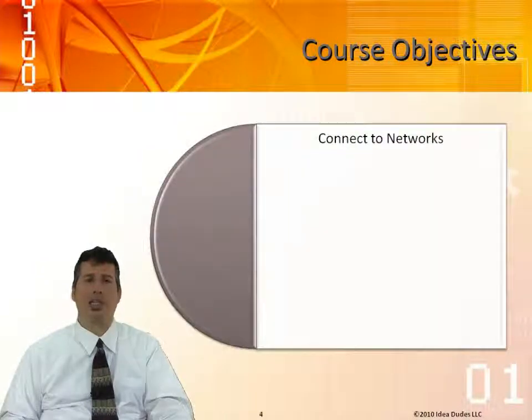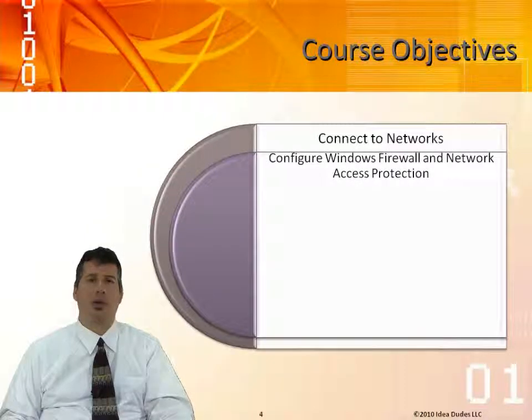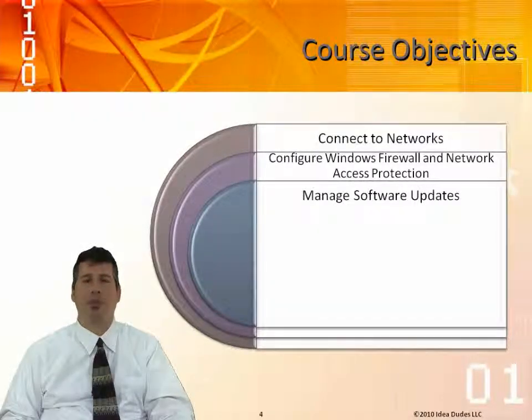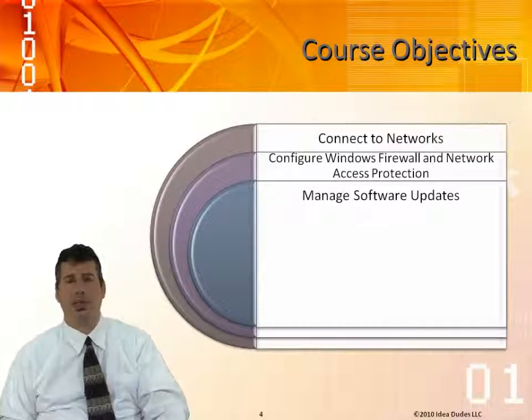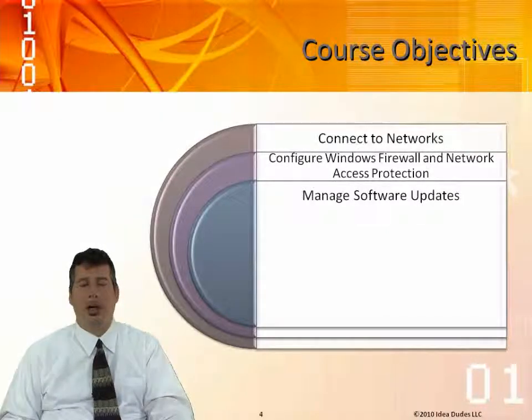So the course objectives: after you're done, you're going to be able to connect to networks, and configure Windows Firewall and network access protection. Windows Firewall has been increased from where it was in Windows 2003, and network access protection is new to Windows Server 2008. We'll describe it, and I don't want to spoil it for you. Network access protection is really cool, and you'll see how it is. And then manage software updates with Windows Server Update Services, which we call WSUS.